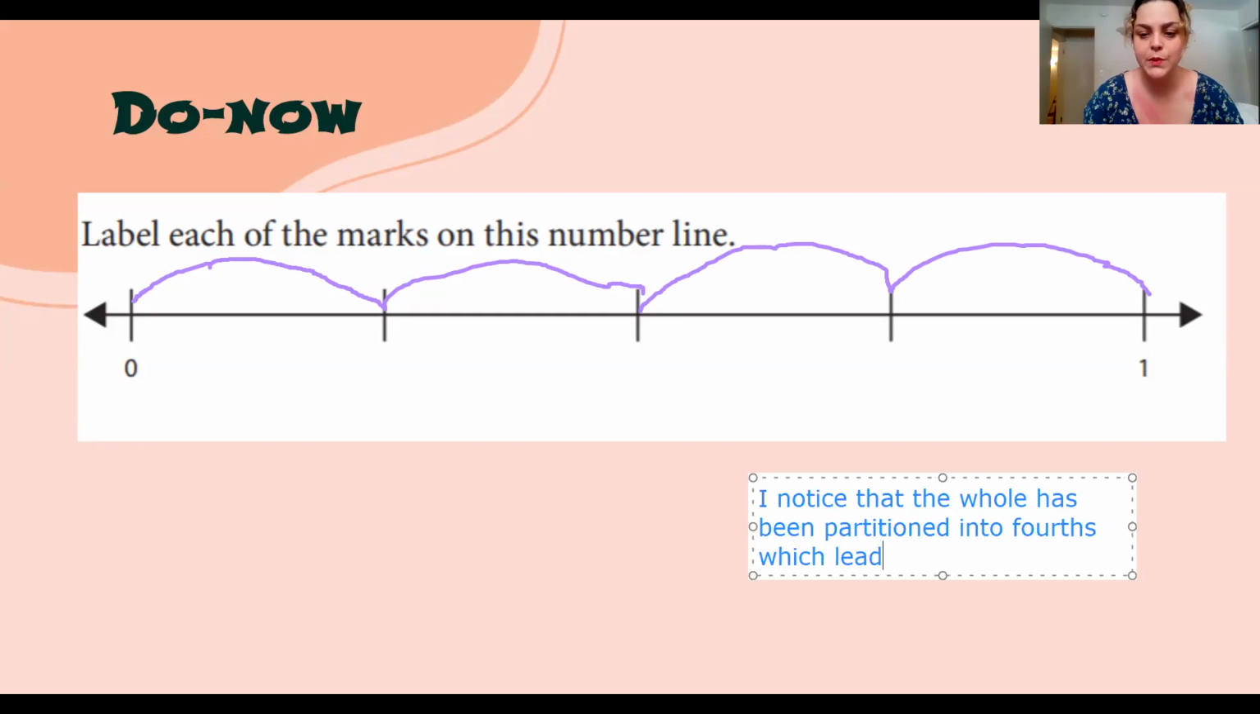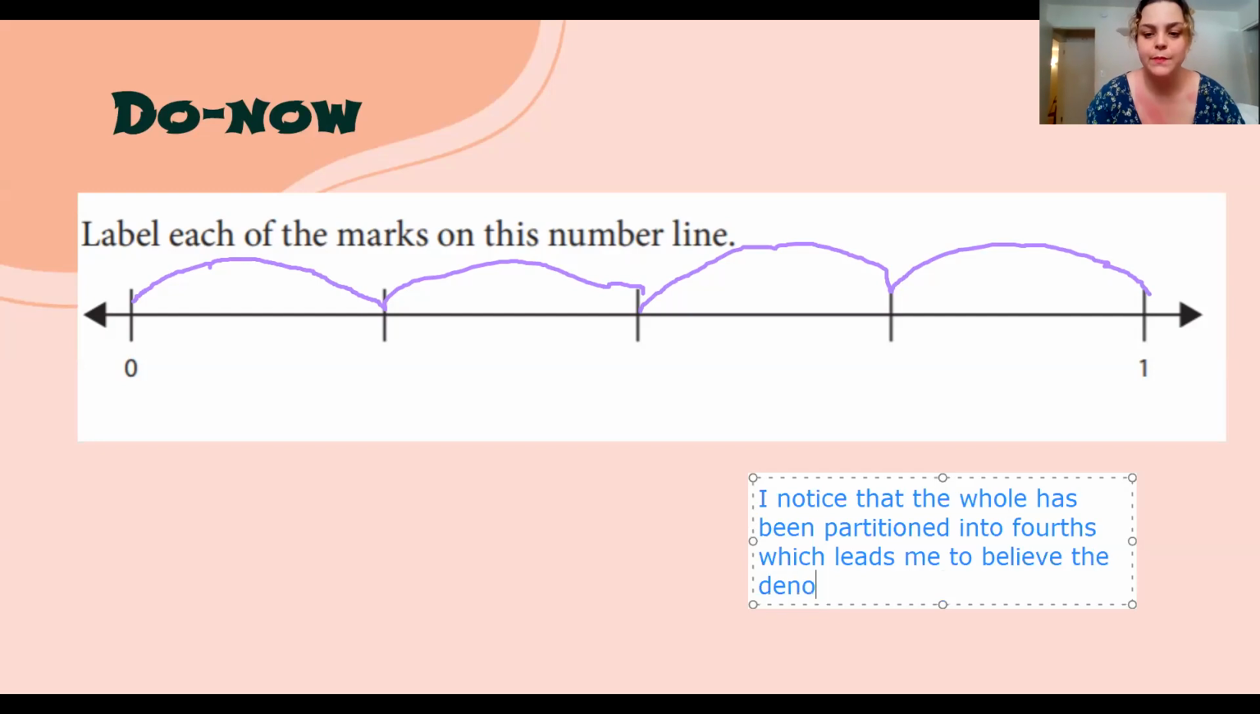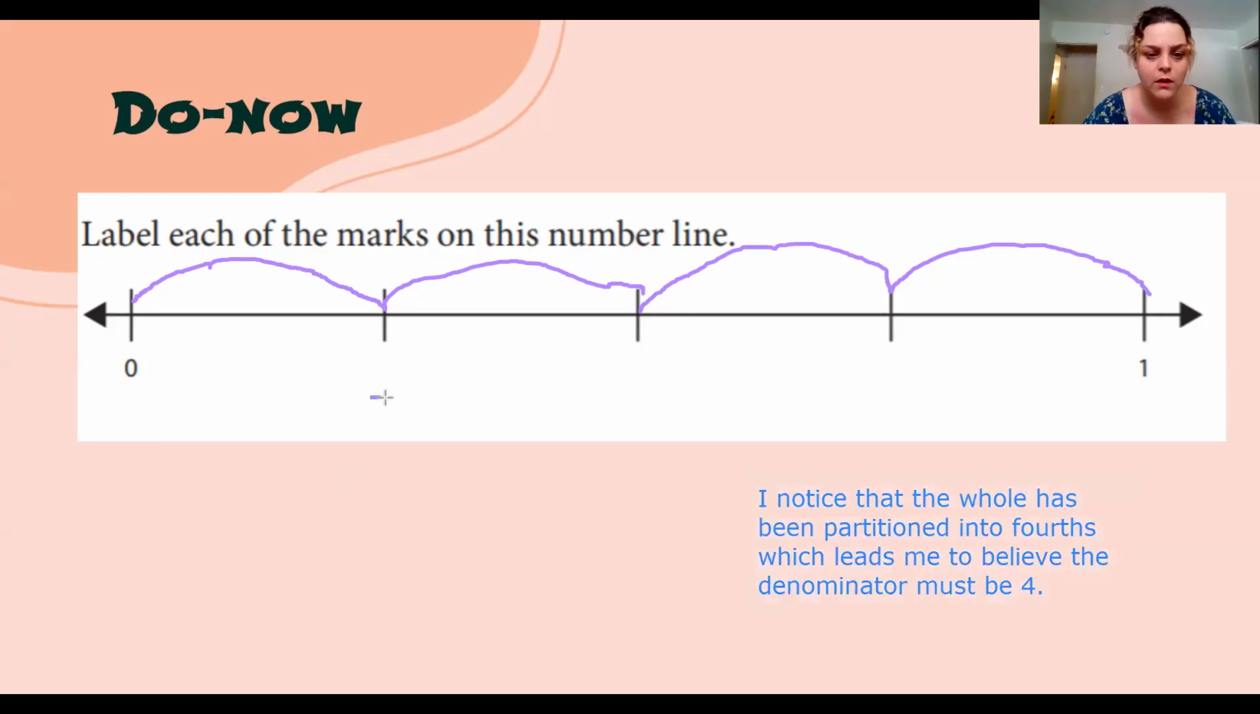which leads me to believe the denominator must be 4, right? Because there are 4 jumps, that means that the whole has been partitioned into fourths, and so each of the denominators for each of these tick marks will be 4. So I'm going to start by just setting that up, and then we'll talk about the numerator.